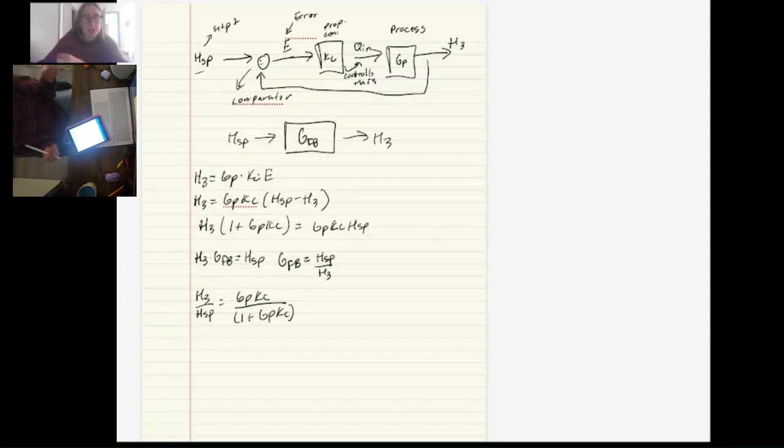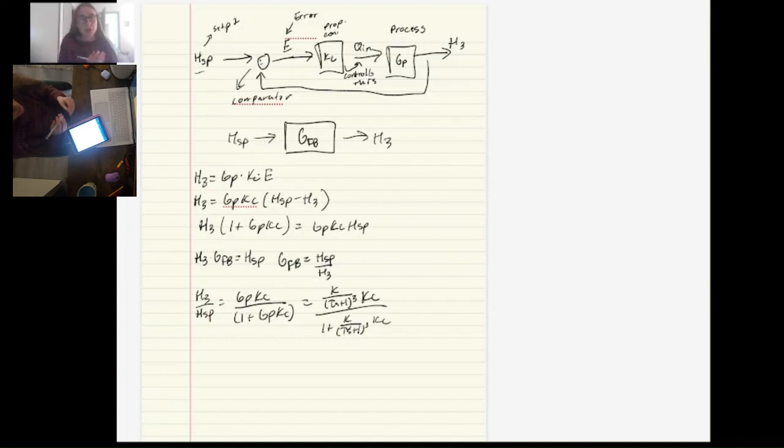So we know Gp because we did the Laplace transform to find that we had a third order transfer function. So now we can plug in what we did previously in this video. So we had K over (tau S plus 1) to the third, times Kc, over 1 plus K over (tau S plus 1) to the third times Kc.